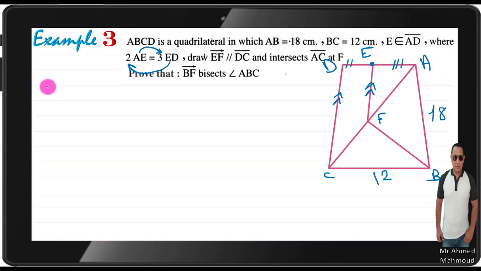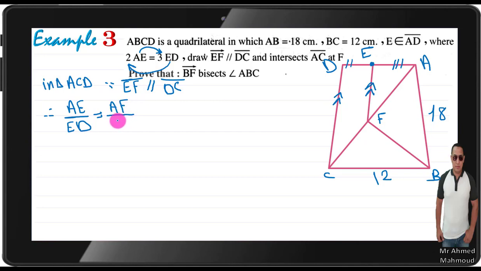In triangle ACD, since EF is parallel to DC, therefore AE over ED equals AF over FC, which equals 3 over 2. So this ratio equals 3 over 2.